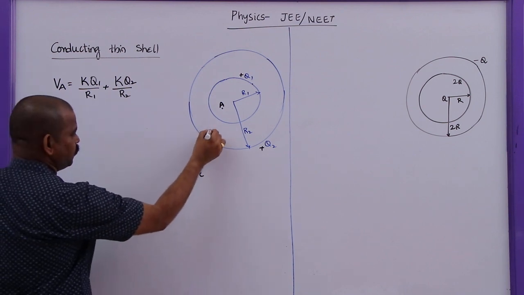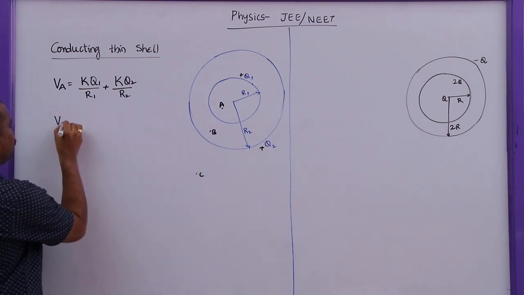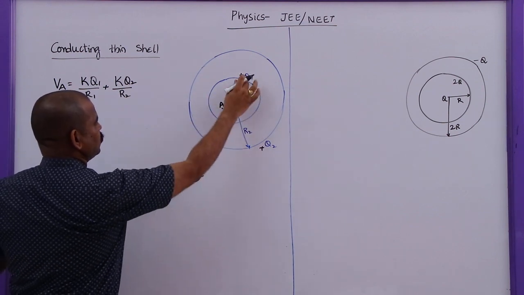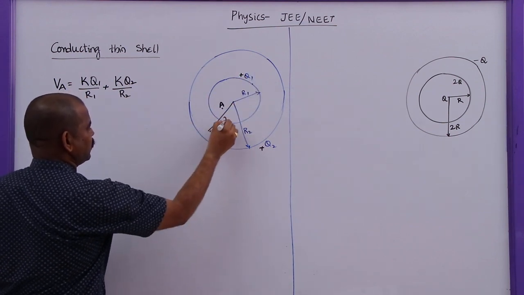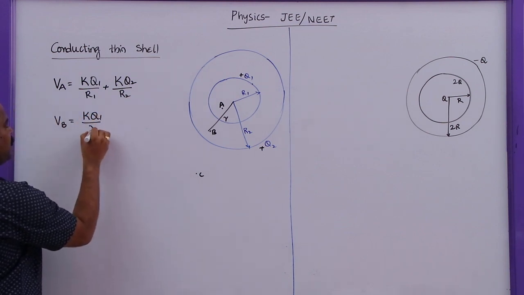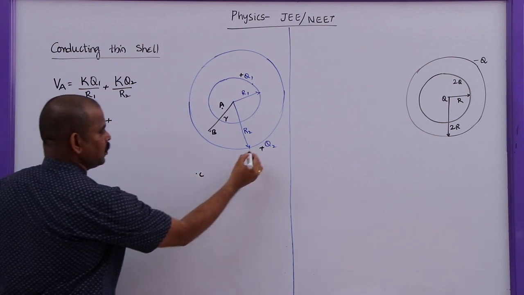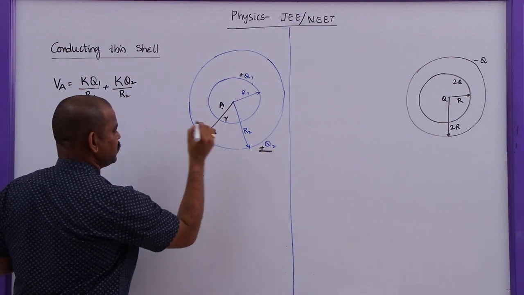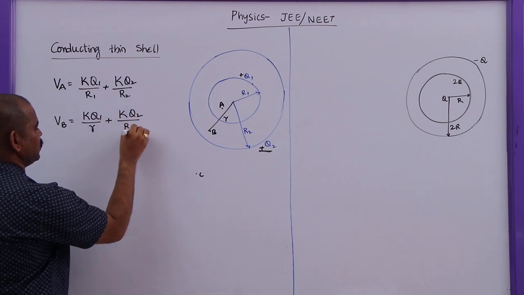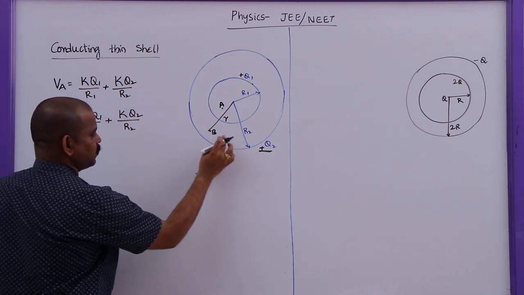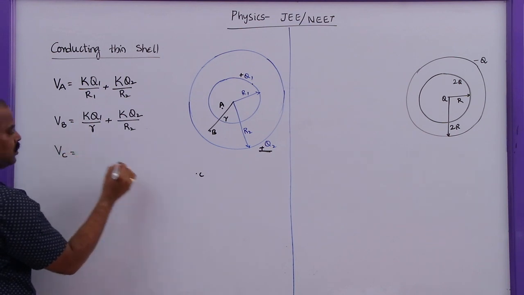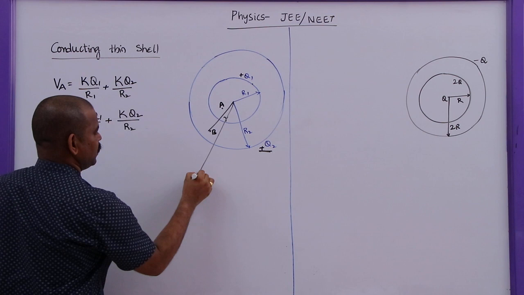Now what is the potential at point B? The potential at point B is given by the total charge on this one, which is Q1, and the distance of this one, let me take it as R. So this will become K Q1 by R plus the potential due to this charge, which exists here also, which is going to be K Q2 by R2 on the surface. Potential on the surface is the potential within the surface. Now what is the potential at point C, that is at a distance R from the center here?